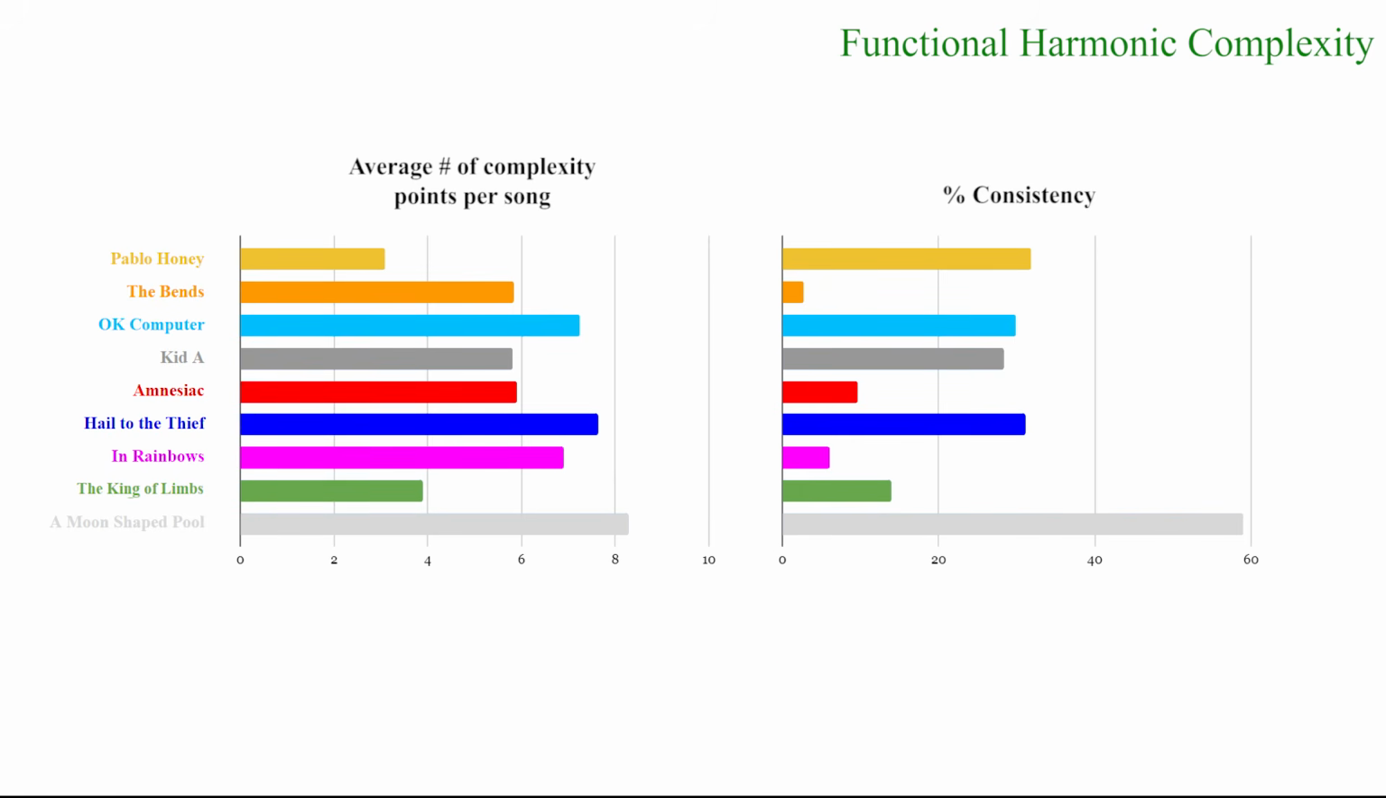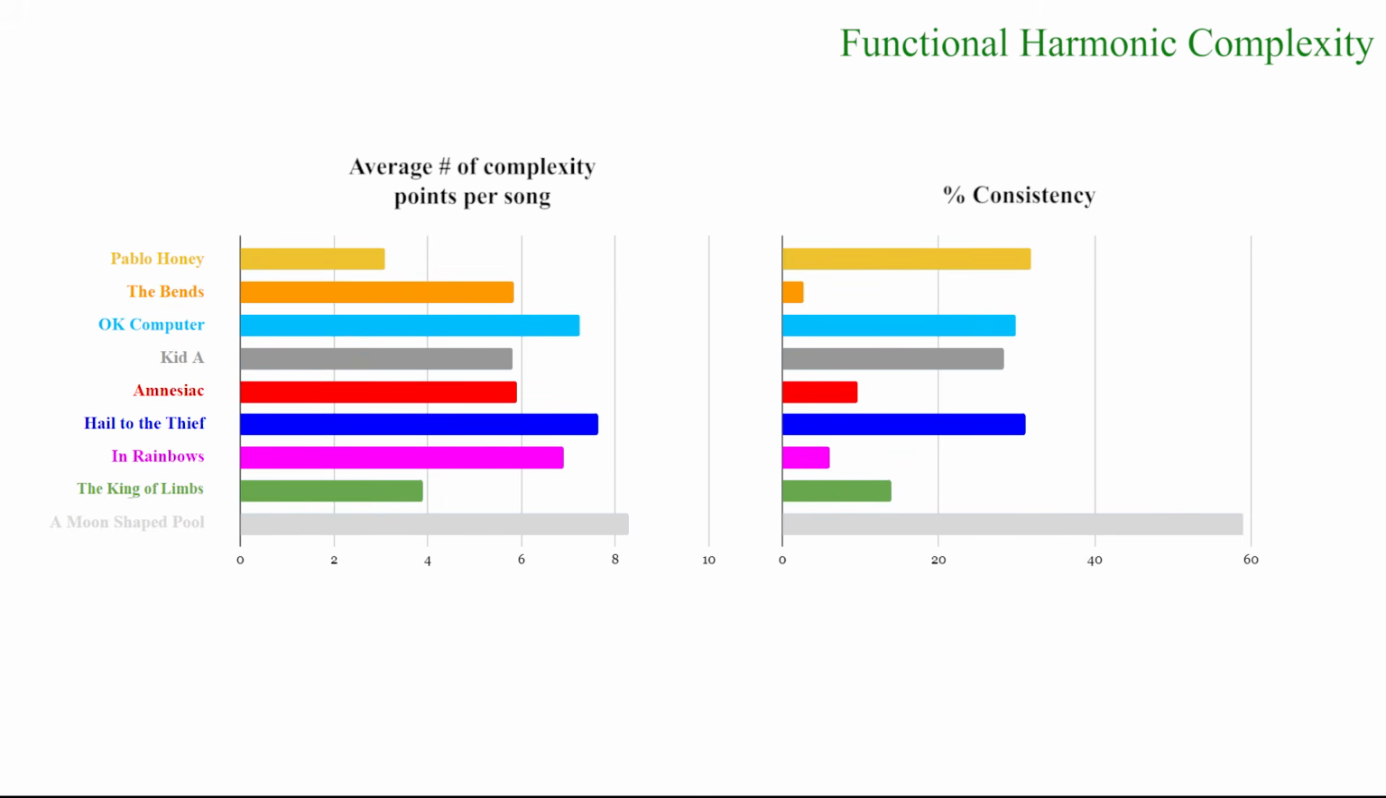Consistency helps us distinguish between the similarly ranked Kid A with 28%, Amnesiac with 10%, and The Bends with 3%. The Bends is the least consistent album in the discography, with its average propped up by a handful of very complex songs like Just and Nice Dream, among a sea of very simple ones. Then finally, there is The King of Limbs at 14%, its low consistency due to the high complexity outlier Little by Little, and Pablo Honey at 32%, being somewhat consistent in its use of very simple functional harmony.